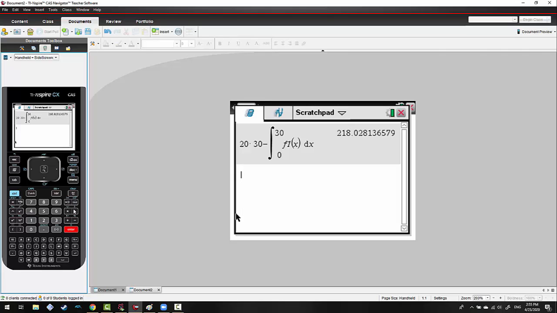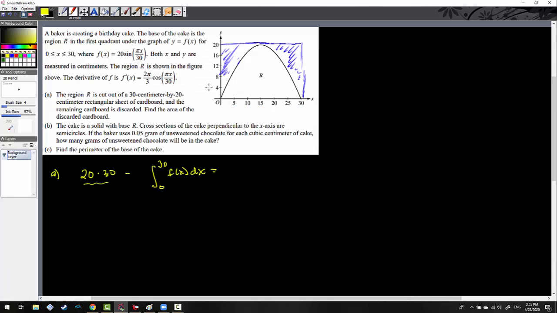And we end up getting that 218.0281 number. So let's go and write that down. 218.0281. Okay, pretty simple, straightforward type of question so far for A. Hopefully it doesn't get much harder than that for B.